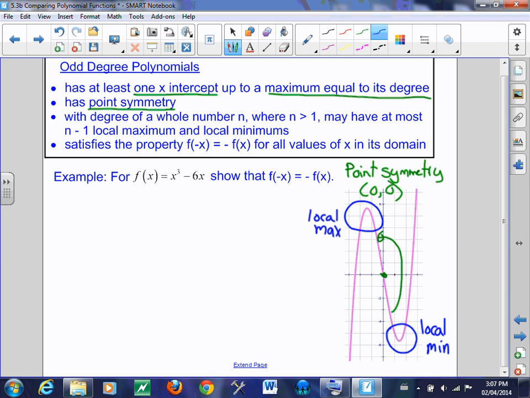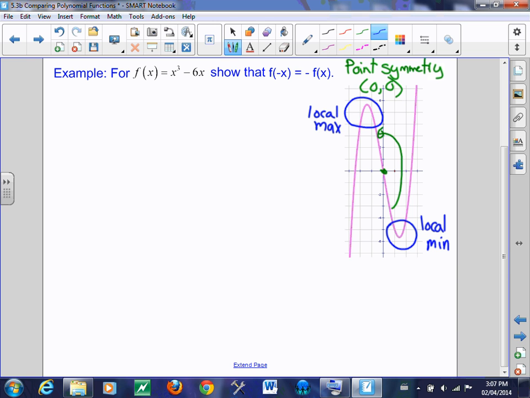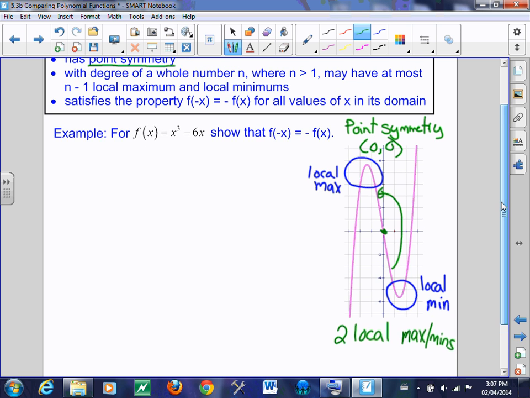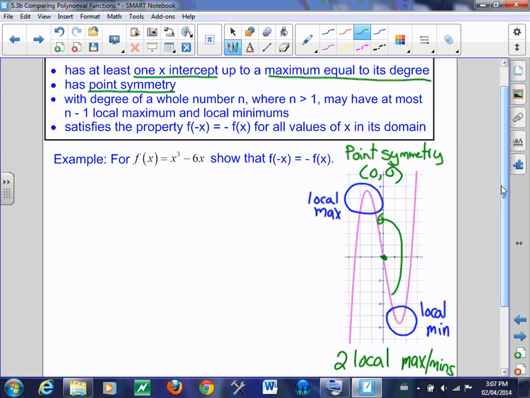Okay, in the past when you did quadratics, you only had one of them to deal with. Now you've got a little more than one. So what you can say here is that we have a total of 2 local max mins. Or min maxes, it's okay. All right, so that's what those are. Local min and local max.